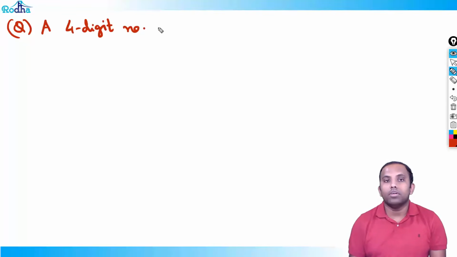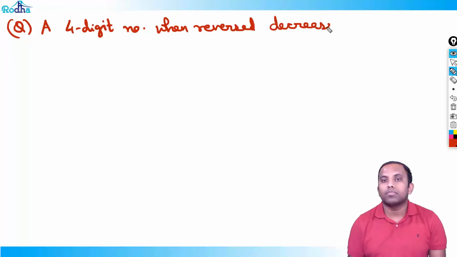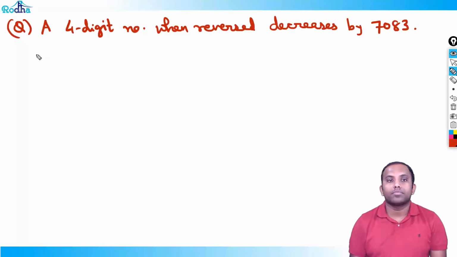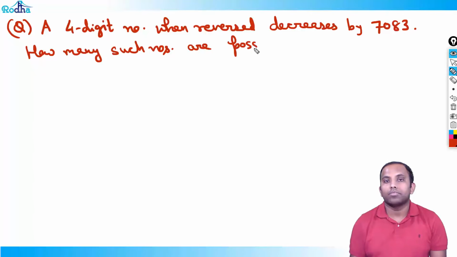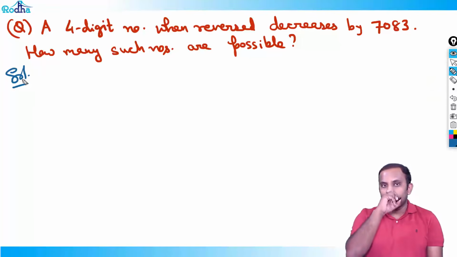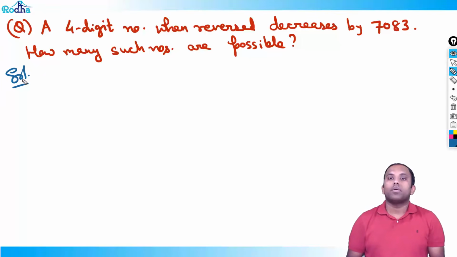A 4-digit number when reversed decreases by 7083. How many such numbers are possible? Now again a very fine question. A 4-digit number when reversed decreases by 7083. How many such numbers are possible?